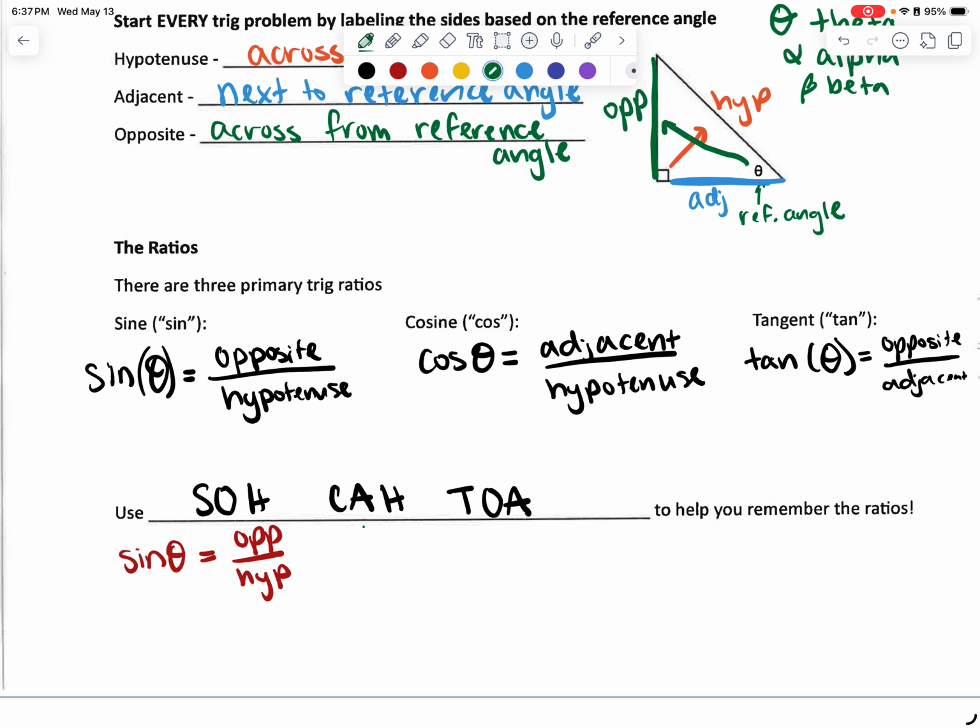Then we think of CAH for cosine. Cosine of theta is adjacent over hypotenuse. Cosine, adjacent, hypotenuse. All right. Finally, we have TOA. TOA is for tangent. Tangent of theta is opposite over adjacent. Tangent, opposite, adjacent. All right? So SOH-CAH-TOA will help you remember sine, cosine, tangent.